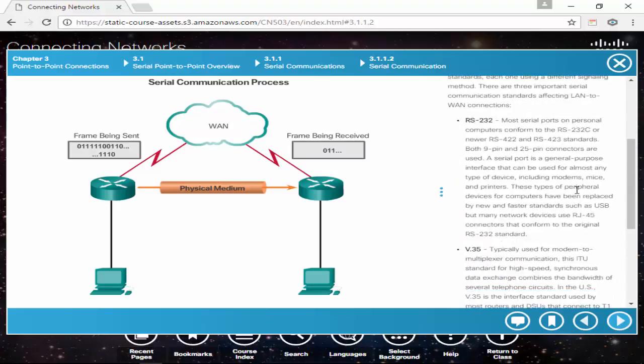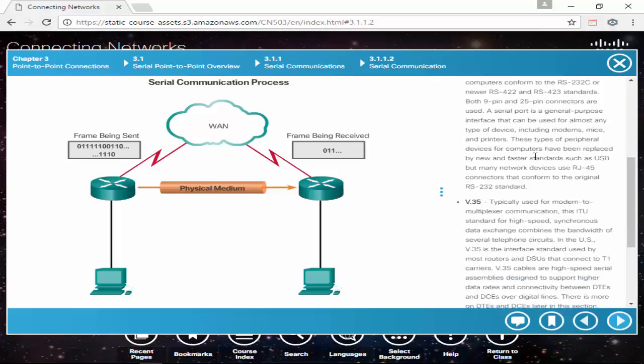Alright, so we have some different types of serial. So we have RS-232. Most serial ports on a personal computer conform to the RS-232 or the newer RS-422 and RS-423 standards. Both 9-pin and 25-pin connectors are used. A serial port is a general purpose interface that can be used for almost any type of device, including modems, mice, and printers. These types of peripheral devices for computers have been replaced by new and faster standards such as USB.